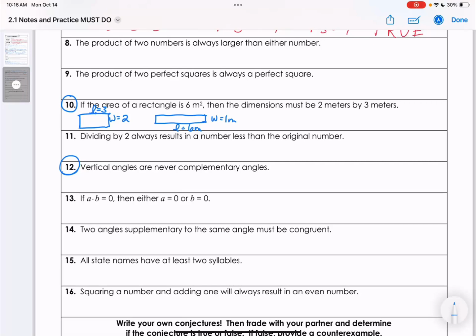So that one is false. And my counterexample is 1 meter by 6 meters. That one proves that that is not true.